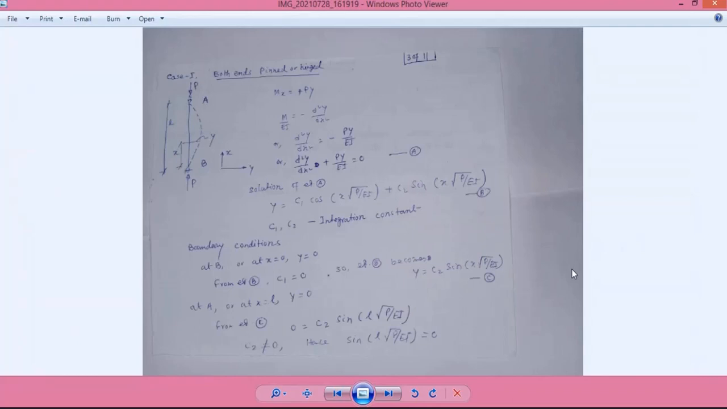Then the moment at the location x will be P into y, and we consider it positive. When we consider it positive, if the left face of the column is vertical, we consider here the column is vertical.